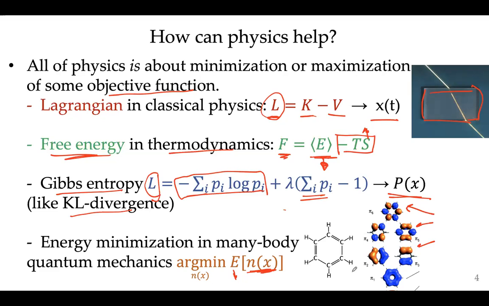And we know that the minimization of a loss function or objective function is also central in machine learning. That's why I mentioned this. So this is one common ground between physics and machine learning.